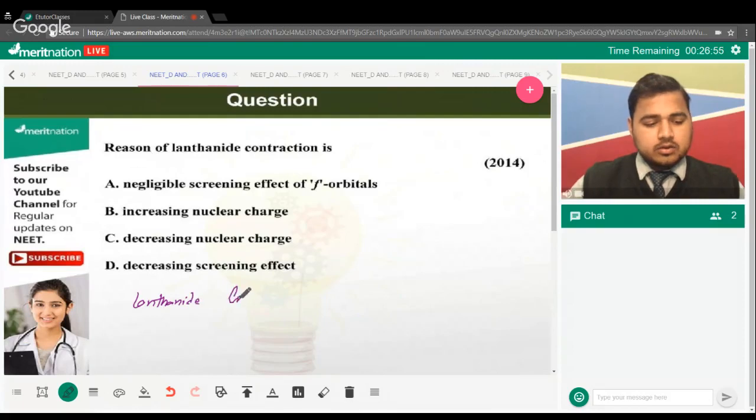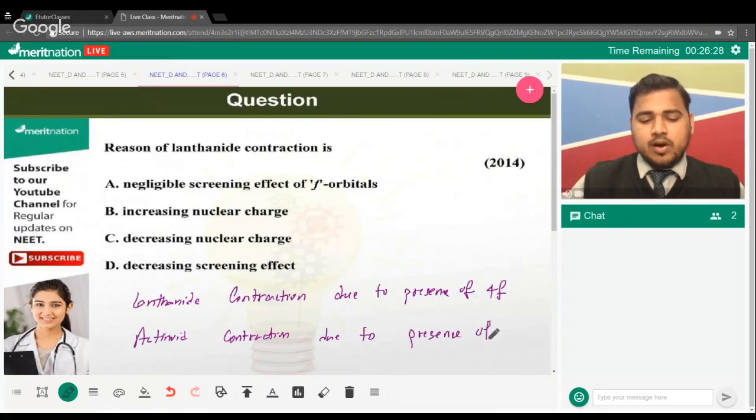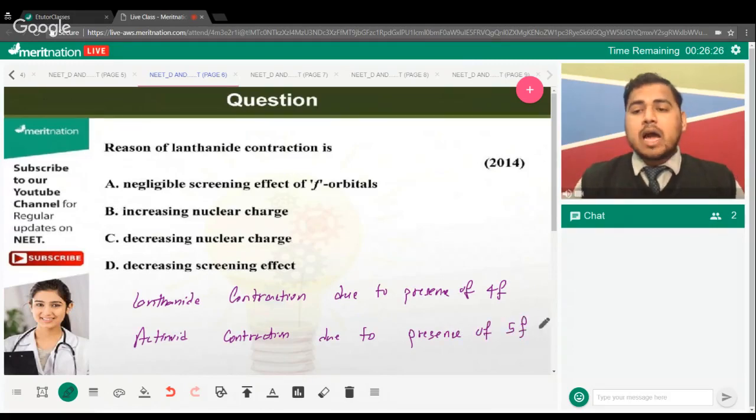Lanthanide contraction is due to presence of 4f subshell. And actinide contraction is due to presence of 5f subshell, nothing much more. What happened, students?